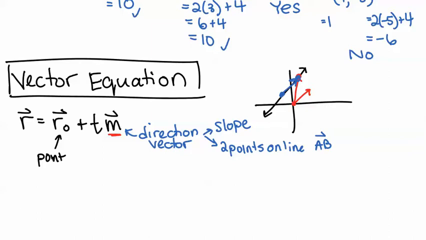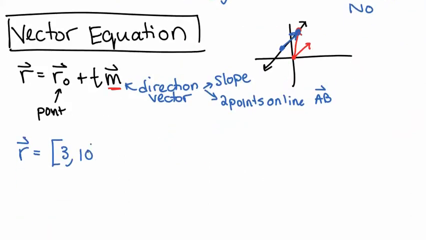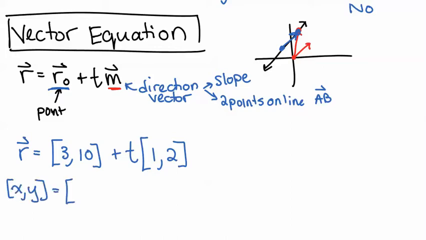Okay, so using our information, I'll just use that point (3, 10) for my vector equation. That's my point. And then for my direction vector, I'll just use the slope, 2 over 1. So that's a vector equation. And instead of an r here, you might see it written as x comma y, just to show that we're showing the coordinates. Okay, so that's our vector equation.